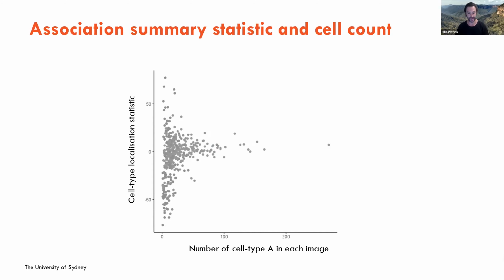And so here we can see a scatter plot. Each dot is a particular image, and we've got the localization statistic, and we've got the number of a particular cell type in each image. And you can see that the images with low cell type, the scores are highly variable, and that variability decreases the more cells you get in the image. And this makes sense. The more cells you have, the more information you have, the less variable a measure should be. And so this seemed like really valuable information that we could leverage.